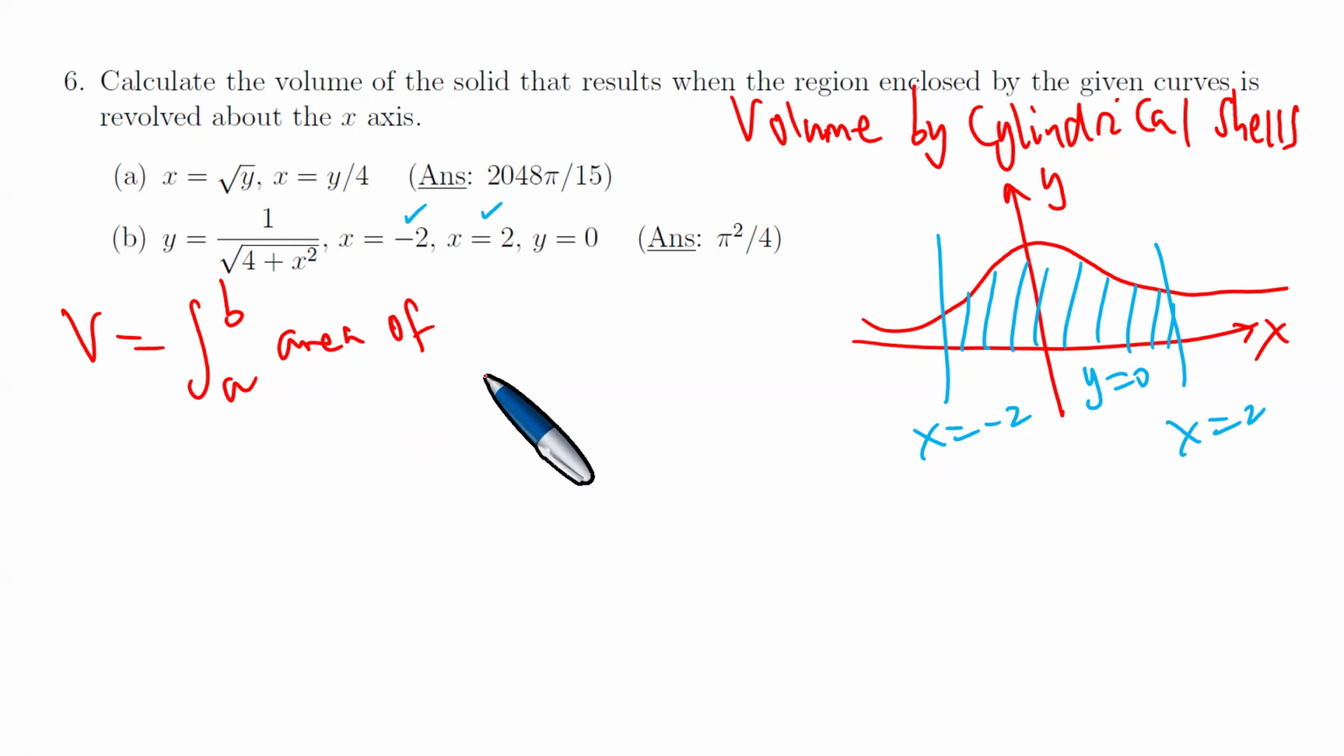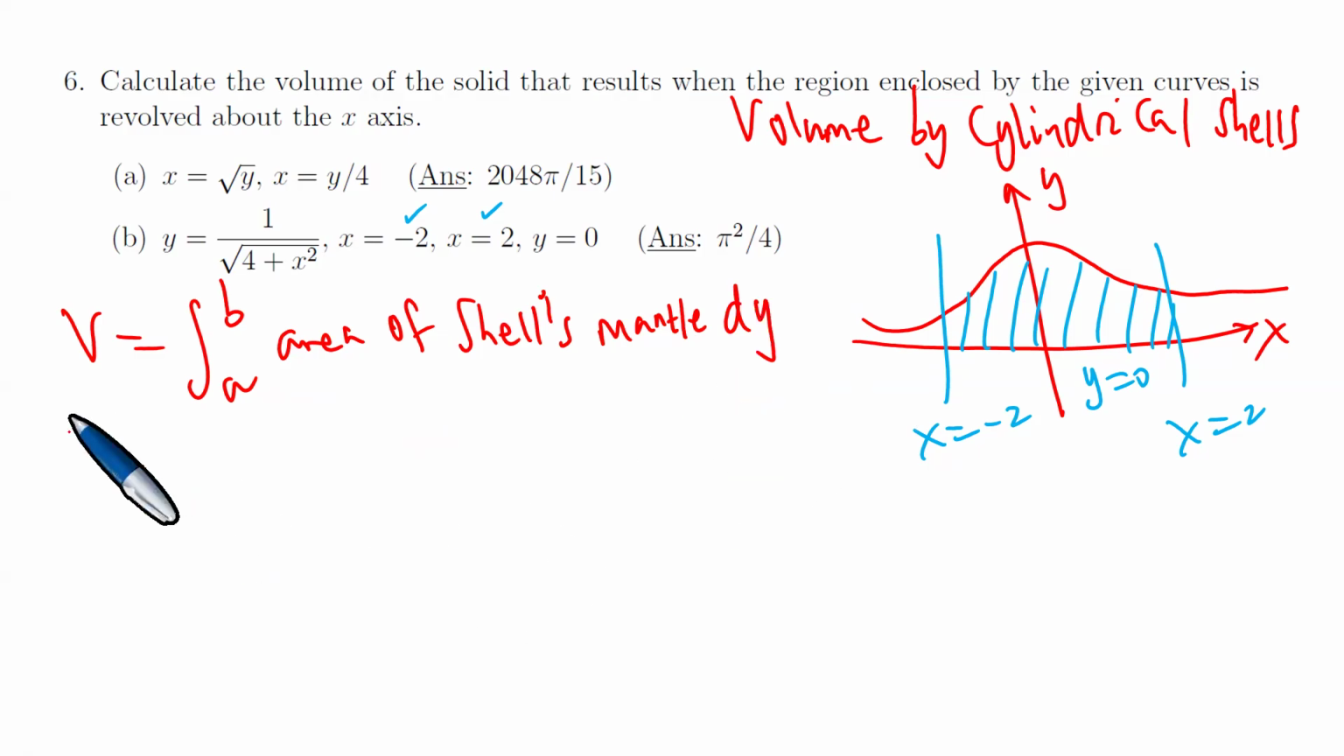The area of the shell, just going back to the basics a little bit here, the area of the shell's mantle or crust, and then you put here, for instance, your dy. Okay, this is a method of cylindrical shells. It has the dy for the x-axis.